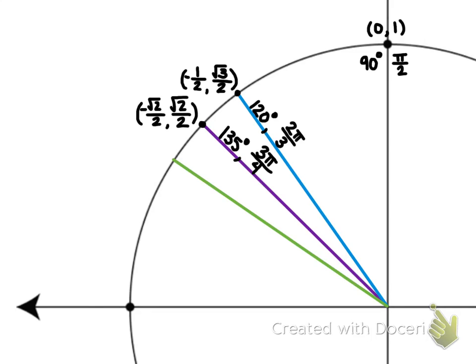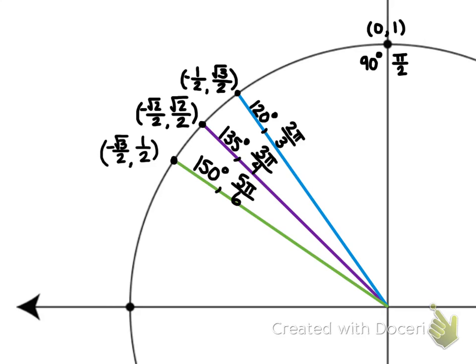Our next angle will be 135 degrees, which is 3 pi over 4. Our ordered pair is negative square root of 2 over 2, comma square root of 2 over 2. Next angle will be 150 degrees, which is the same as 5 pi over 6. Our ordered pair is negative square root of 3 over 2, comma 1/2.